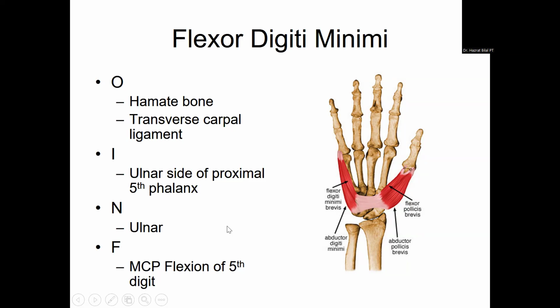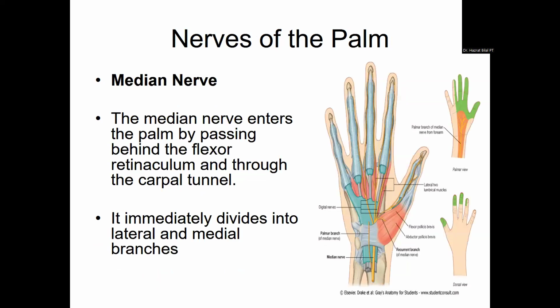Again, the nerve is the ulnar nerve, while its main function is the metacarpophalangeal flexion of the fifth digit. At this place, it actually flexes, and this is the flexor digiti minimi. If we talk about the nerves, two nerves are very important on the anterior side of the arm regarding entrapment, biomechanics and pathologies. One of them is the median nerve and the other is the ulnar nerve.